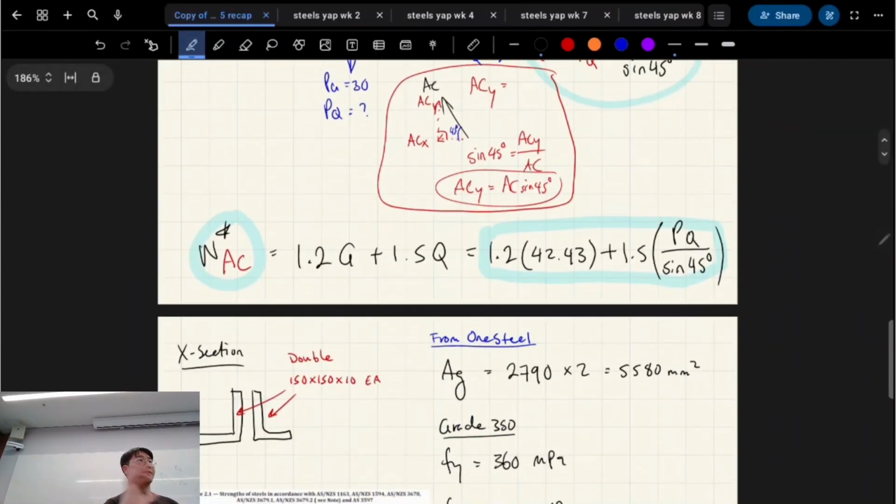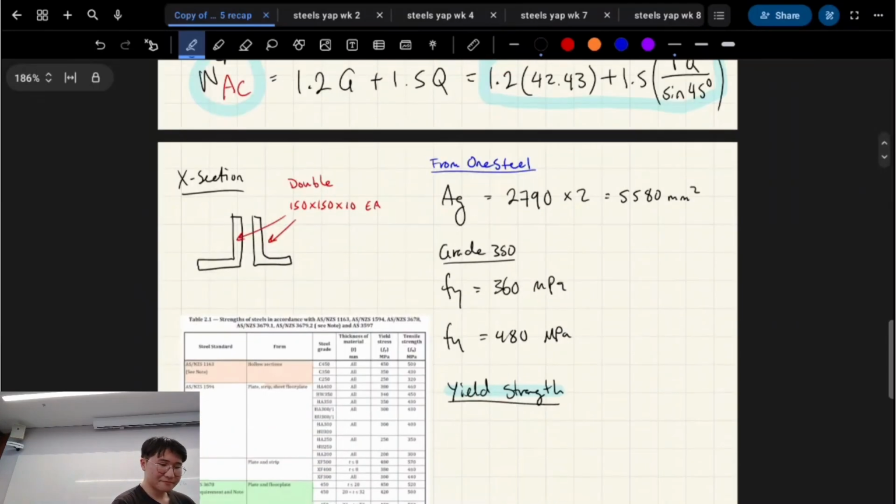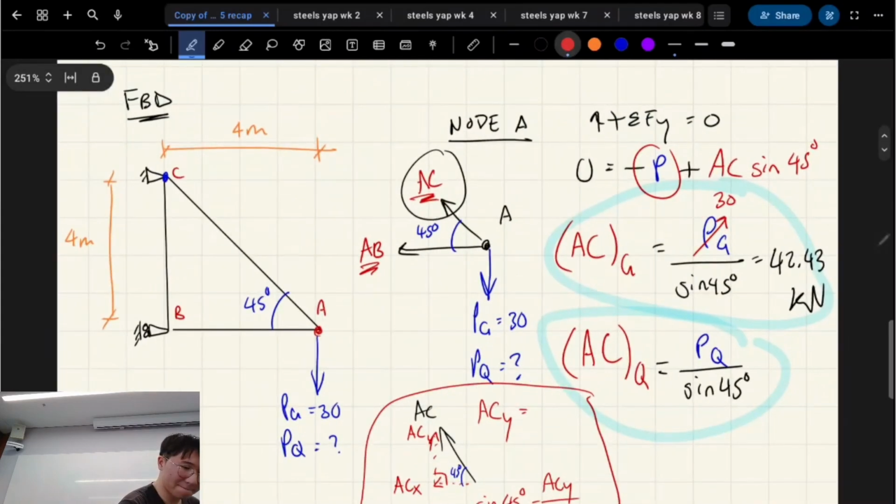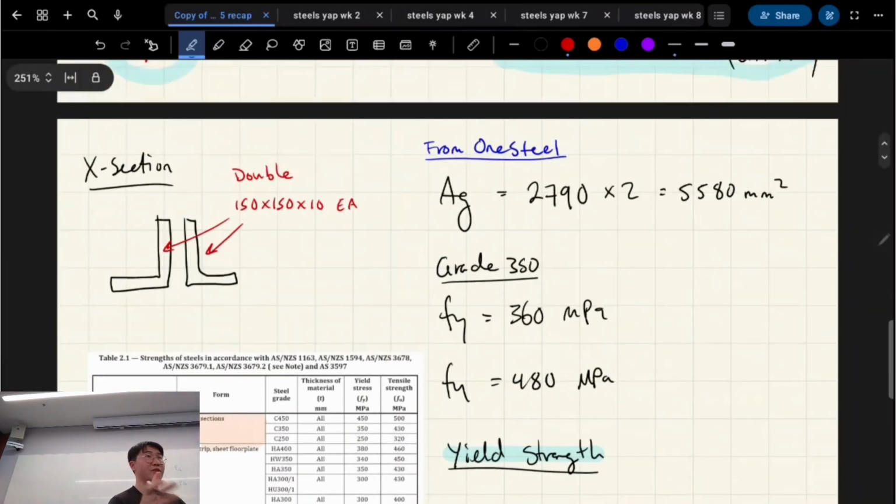Now we're flipping over to the right-hand side of the equation. We're finding out the capacity. Now we care about material properties. We care about geometric properties. We don't care about external loads anymore for the moment. So, just to recap, that's our tension member. We're doing tension design in question 1. Here, this section is made up of a double equal angle, right?